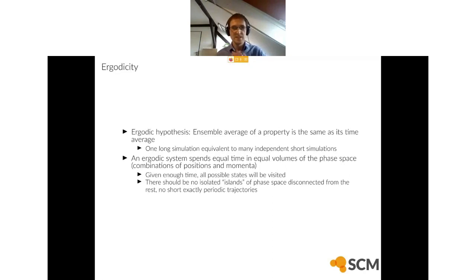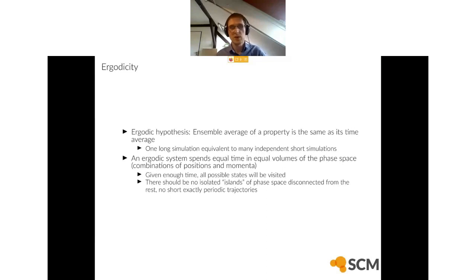The phase space is some space that's described by all the positions and all the momenta of your system. So any point in there is one particular combination of atomic coordinates and atomic velocities. And when a system is ergodic, if you give it enough time, it will visit all the possible states in the phase space. There should be no isolated islands of the phase space that are disconnected from the rest. So there shouldn't be any short periodic trajectories where your system will just keep jumping back and forth between a few closed states and never explore the rest. That shouldn't happen in an ergodic system.